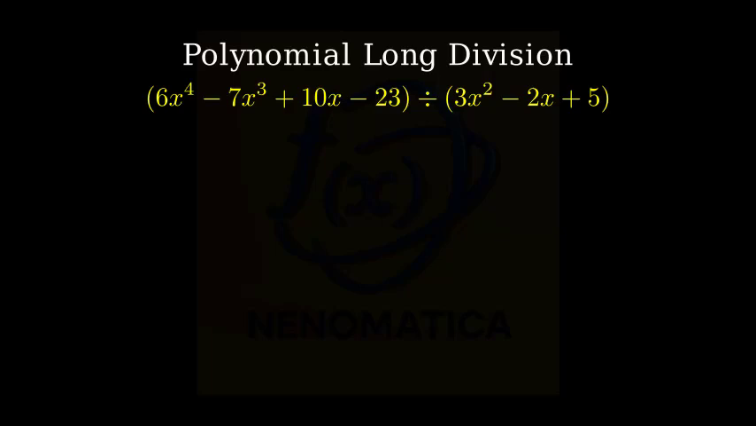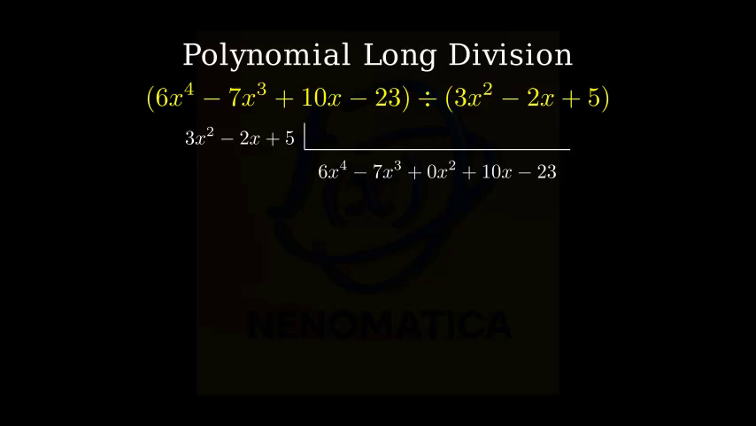First, let's set up our long division. We'll write the divisor, 3x squared minus 2x plus 5, on the left side of the division symbol. And under the bar, we'll write our dividend, 6x to the fourth minus 7x cubed plus 0x squared plus 10x minus 23. Notice that I wrote 0x squared to keep our terms properly aligned.